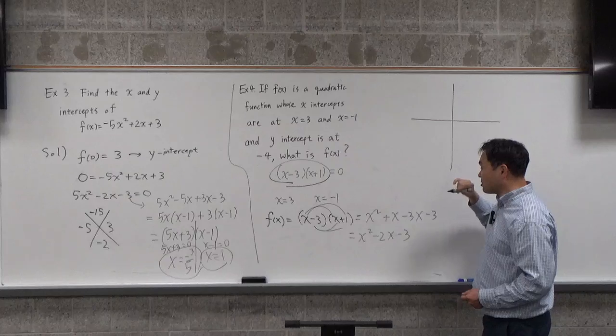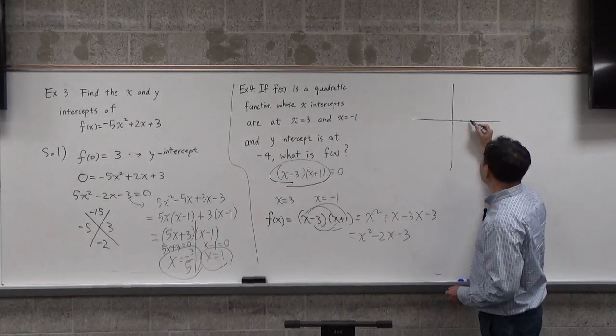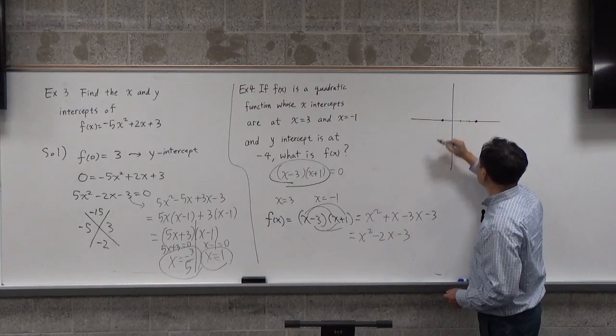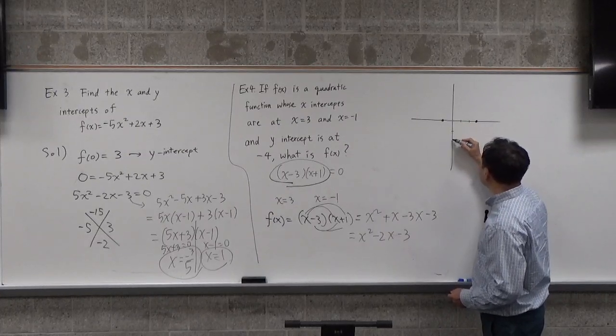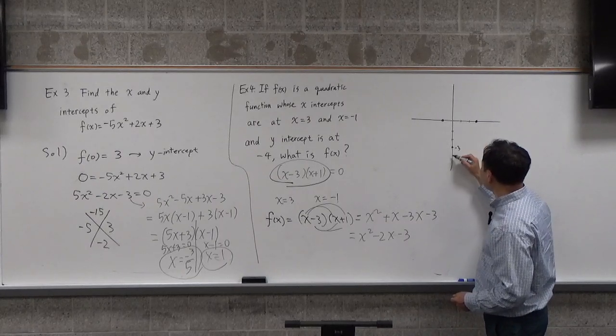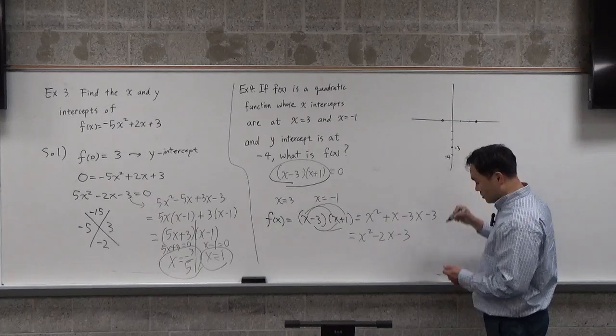Let's draw the situation and see what it means. So you have 1, 2, 3, this is one point, and then you have -1, this is another point. And you have 1, 2, 3, -3 as the y-intercept, and then -4 will be here.